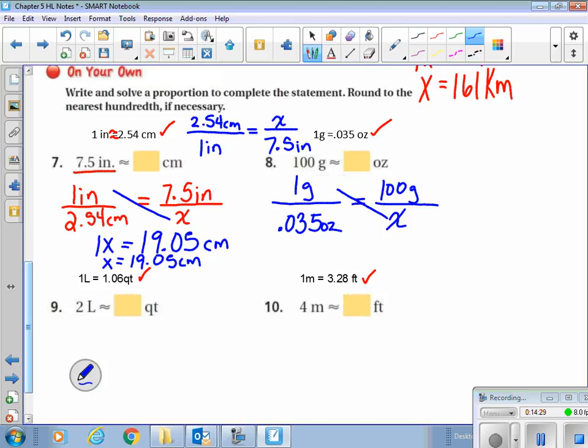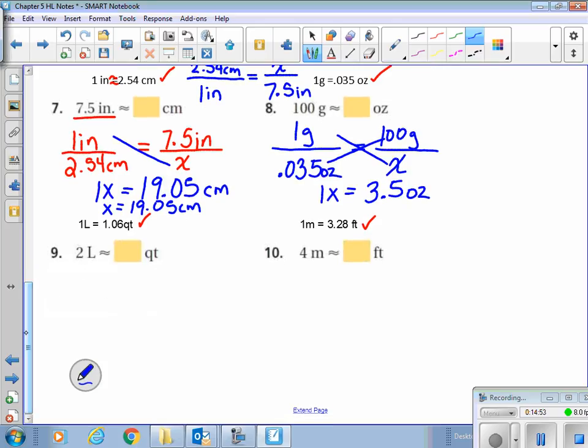Cross products here, again, I have 1x. And 35 thousandths times 100 leaves me with 3 and 5/10. If you want to divide both sides by 1 to get x alone, even though it really is already alone, we already know 1x equals 3 and 5/10. I know that on the bottom is ounces, therefore my answer needs to be in ounces.